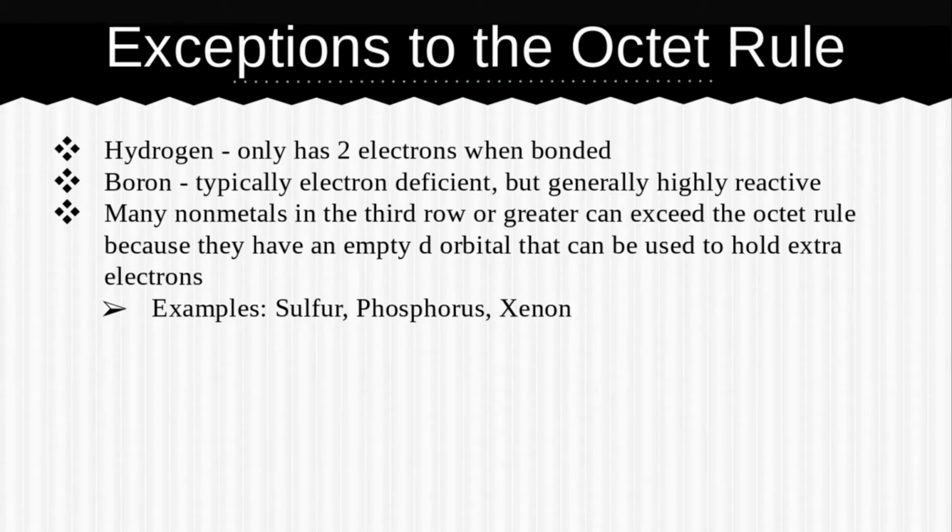There are a lot of elements that can actually exceed the octet rule. Once we get to the 3rd row of the periodic table, the elements start to have an empty d orbital. In the 3rd row, they have an empty 3d orbital. In the 4th row, they have an empty 4d orbital, and so on. So those nonmetals in those larger orbitals can actually hold extra electrons because of that empty d orbital. Some of the common ones you'll see are sulfur, phosphorus, xenon, chlorine, and iodine, that can actually have more than 8 electrons.